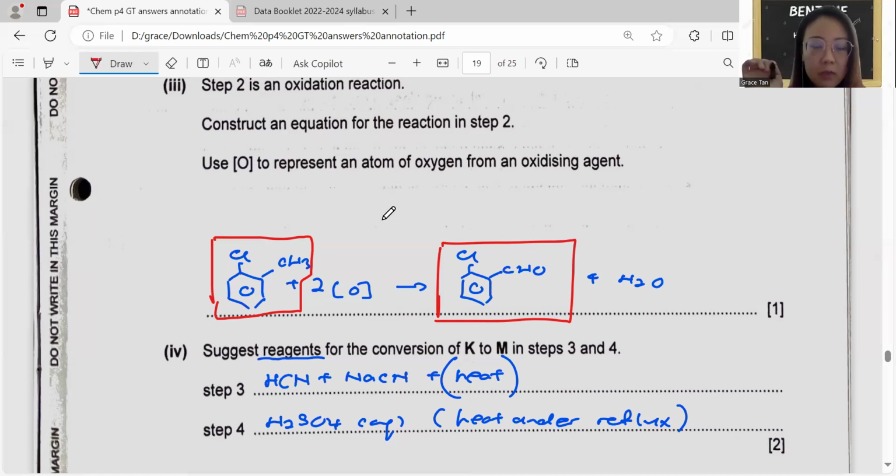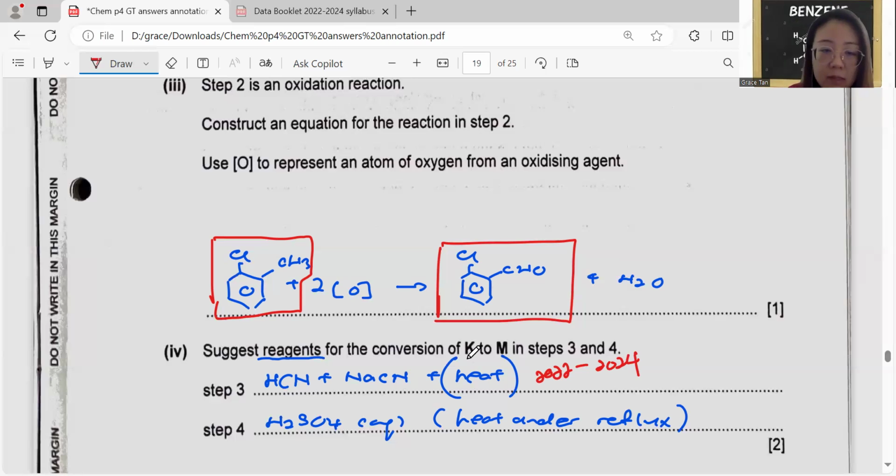Now suggest the reagent for the conversion of K to N in step 3 and step 4. All right. So step 3 is HCN and NaCN. Now they ask for reagent. They never ask for condition. So that's why I put the bracket heat. The condition is heat. This is for the 2022 to 2024 syllabus. For 2022 to 2024, your HCN, NaCN requires heat. But before 2022, the heat is not needed. Since this question never asks for condition, I don't need to write the heat.